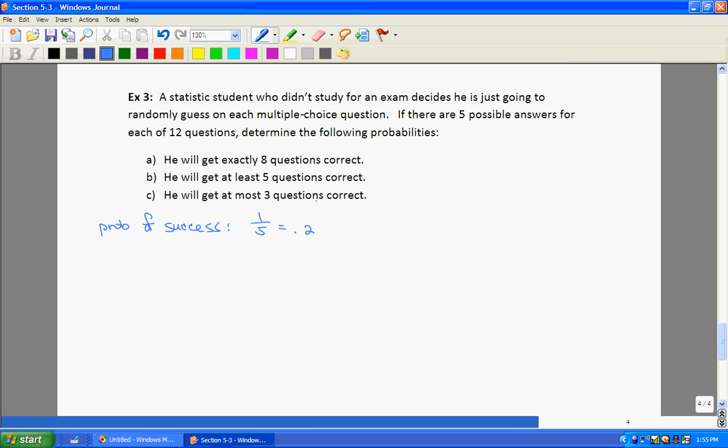Now we're interested in a few different things. A, what's the probability he will get exactly 8 questions right? Let's see. So probability that X equals 8. So we're going to set up out of 12 questions or trials, there are 8 that we're interested in being correct or successful. So the probability of getting it right is 0.2. We want 8 of those. But the probability of getting it wrong is 0.8, and we are going to have 4 of those. Let's see what his chances are.